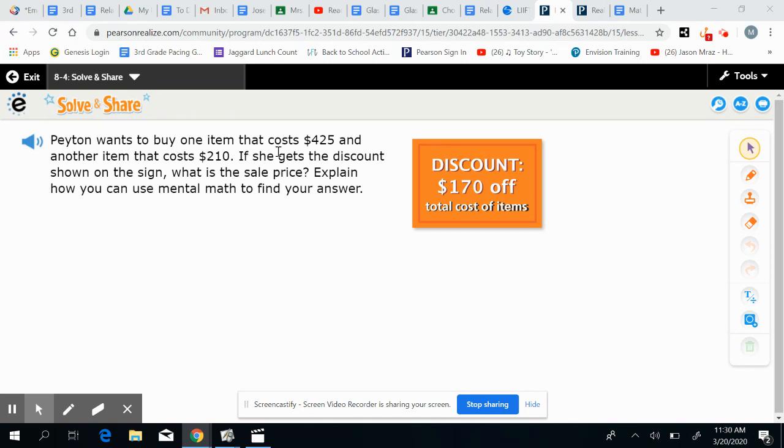Peyton wants to buy one item that costs $425 and another item that costs $210. If she gets the discount shown on the sign, what is the sale price? Explain how you can use mental math to find your answer. Now, of course, I have to read this picture as well. Discount, $170 off. Total cost of items. Think about that. $170 off of the total cost of items.